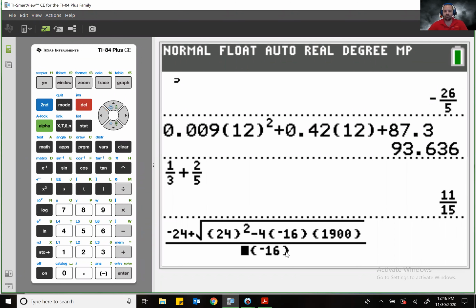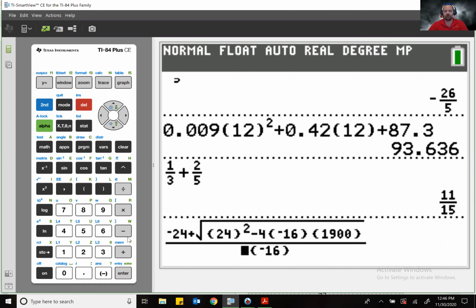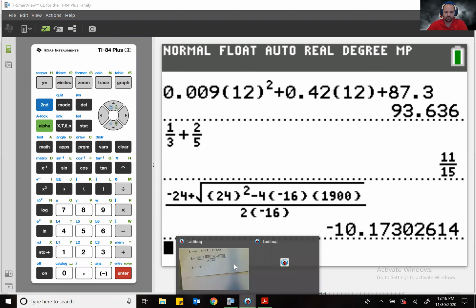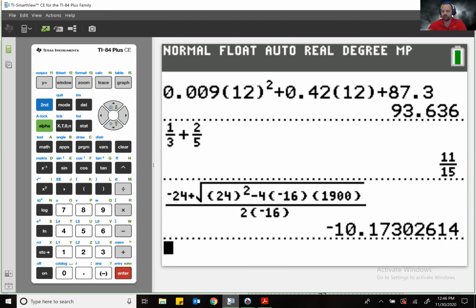So right here, that's the same way it was written on my piece of paper. Same exact way. Oops. All I got to do is hit enter. Here's one of our answers. Negative 10 point, and it says to round to the nearest tenth. So what would the nearest tenth be?